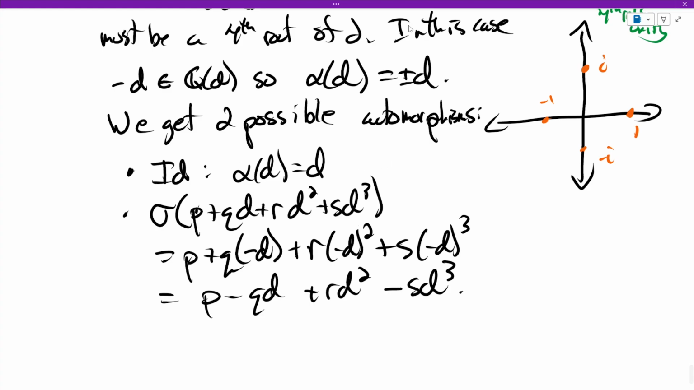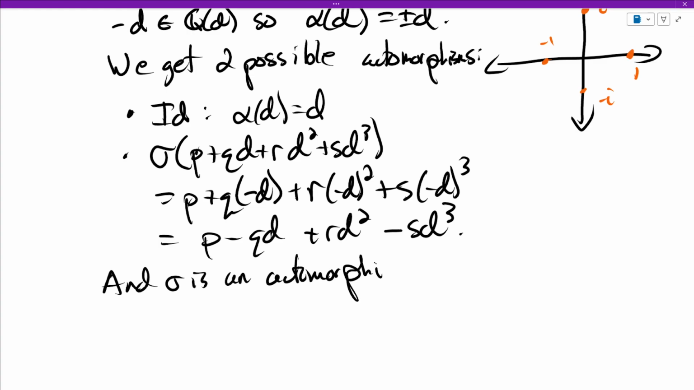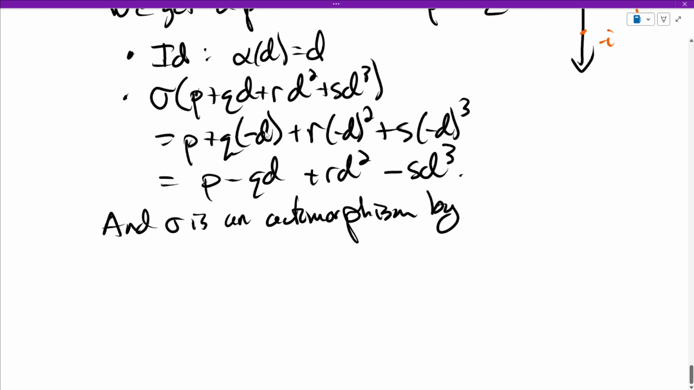And again, I write possible because we haven't actually checked that this defines an automorphism. However, we can easily do that. Now we've actually proved a result that shows that if you have conjugate roots, there's an automorphism sending one of the roots to the other. And that's fine. I like to remember minimal polynomial stuff though. So sigma is an automorphism by the composite.